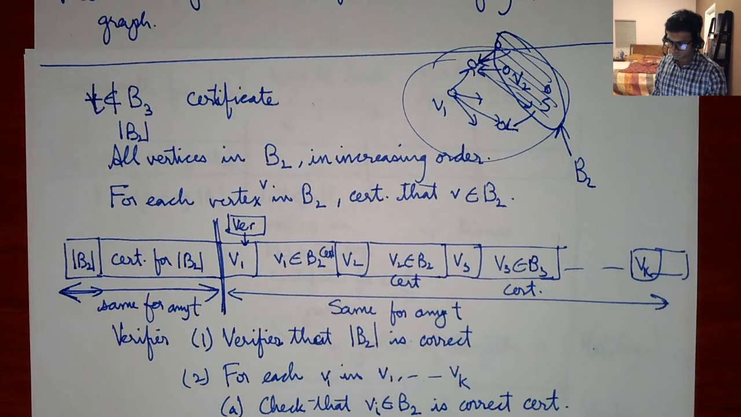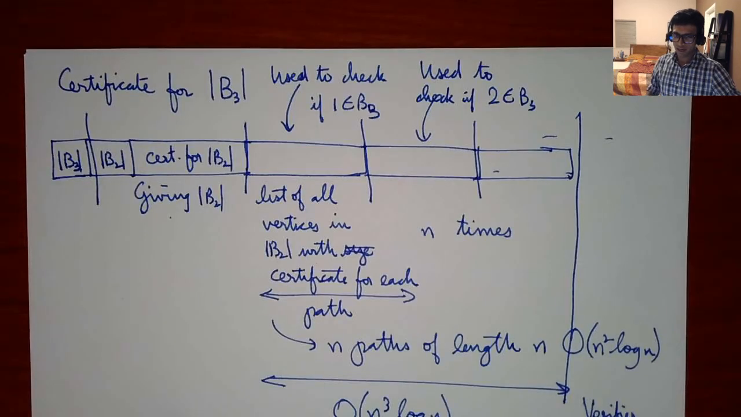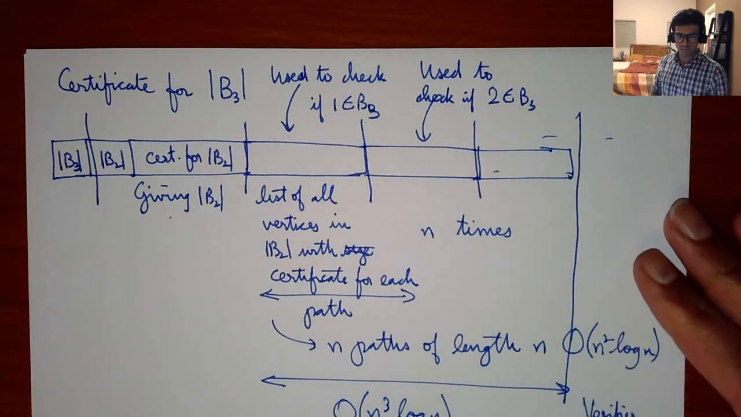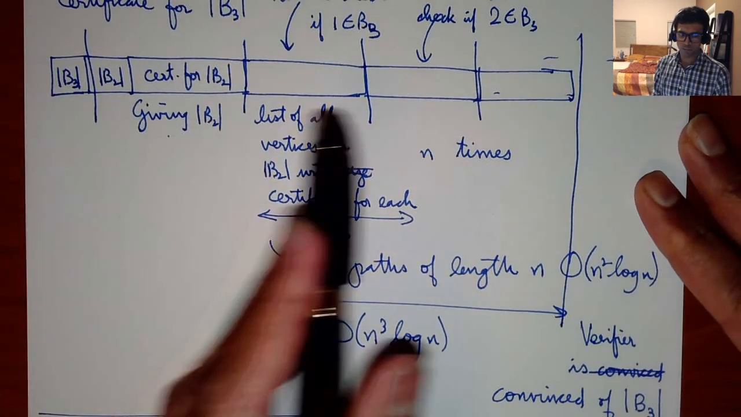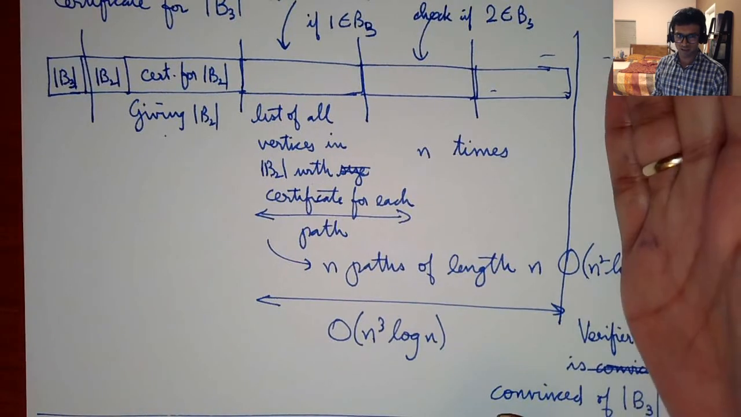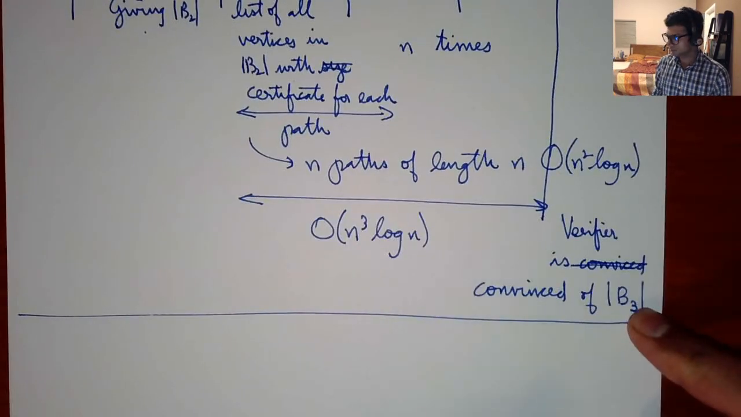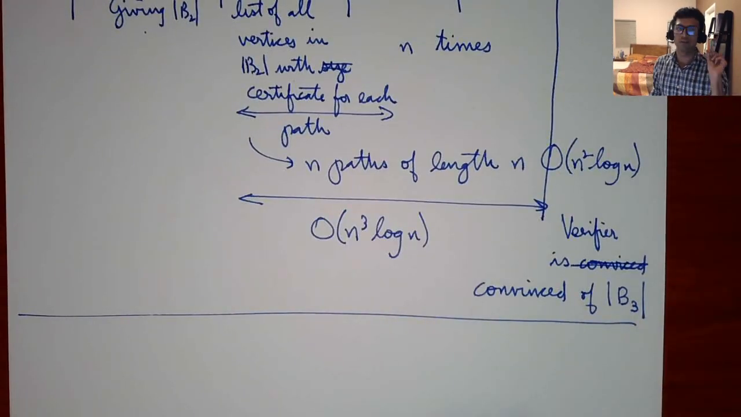Yeah. And so once we have this, let me just write this one more time so that we understand. Think of it as the verifier is going through this process. At this point in the process, the verifier is convinced of B3. The verifier has the value of B3 and knows it's correct.